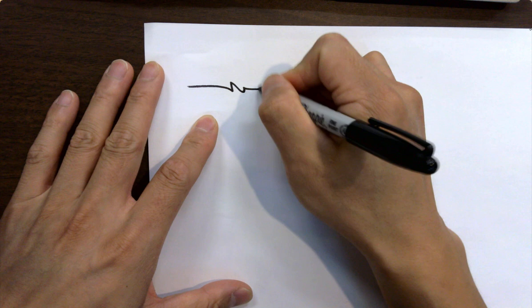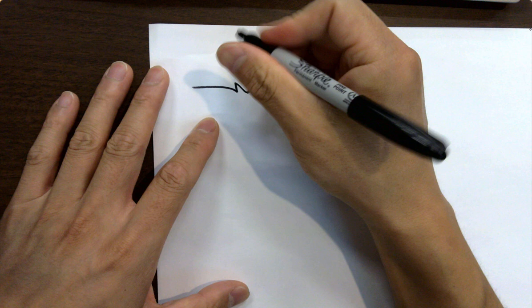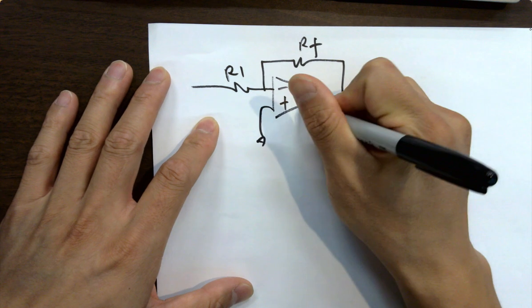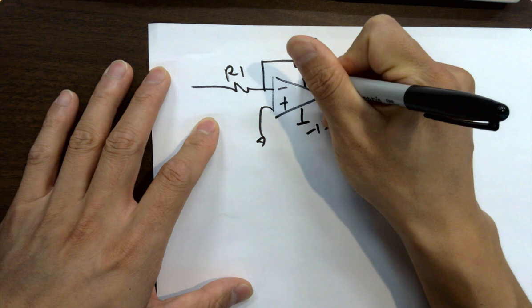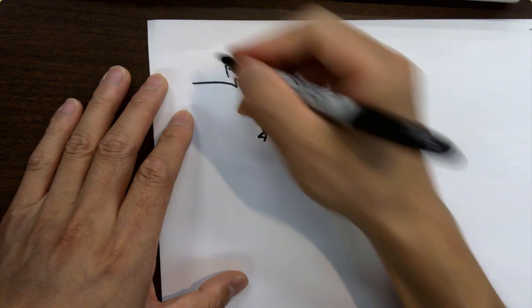So let's start with the inverting configuration. We have to finish the main problems in tutorial 6 because it's still Friday. R1, ground. Let's assume this is negative 15 for the bottom rail and 15 for the top rail, and we are grounding the non-inverting terminal.